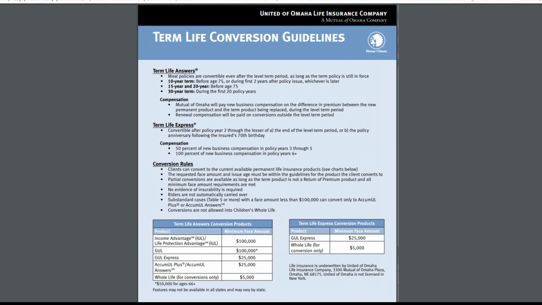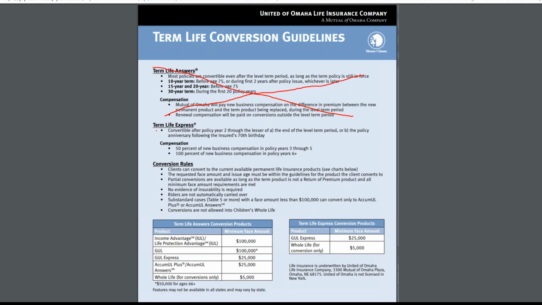Let's forget about this one for right now, because we're not talking about Term Life Express. We're only dealing with Term Life Answers. We're dealing with Term Life Express. The policy is convertible after 2 years, so the policy has to be in force for at least 2 years. The client needs the policy anniversary date following the insured's 70th birthday. The bottom line is make sure they convert it before they turn 70.